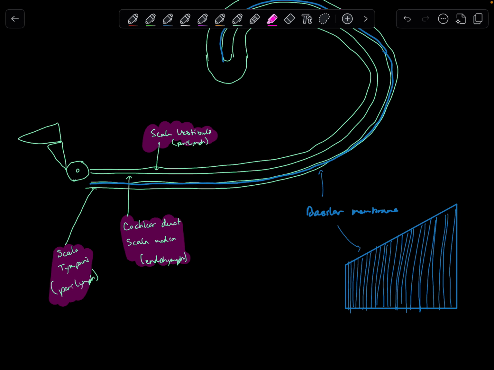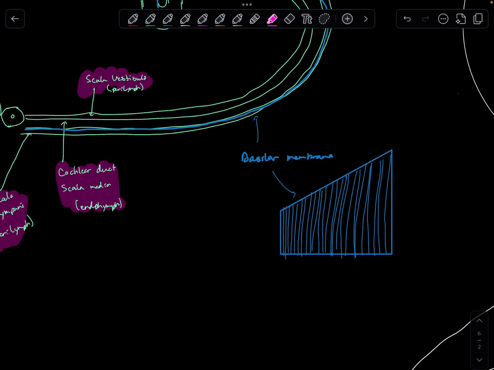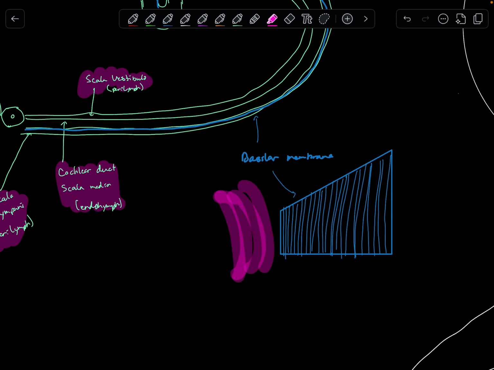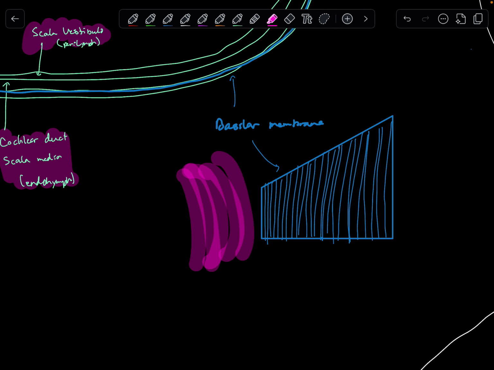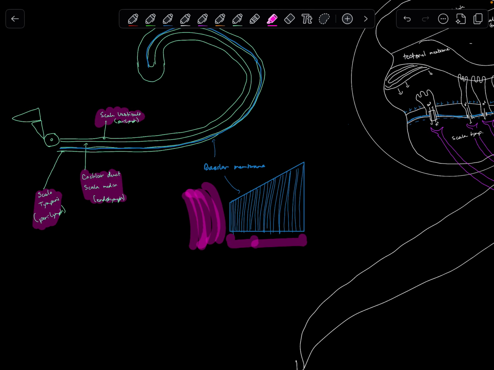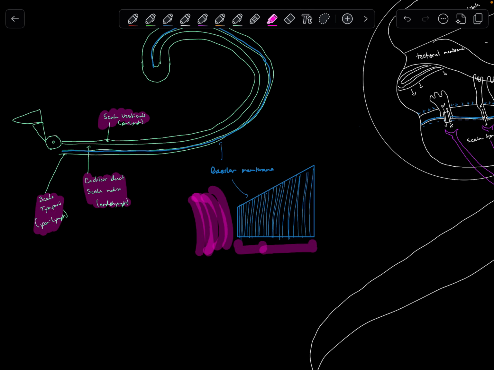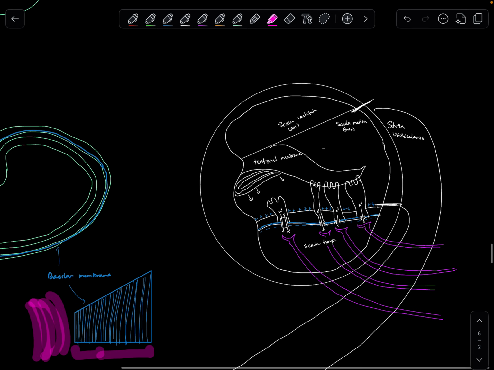In the scala tympani, there's a basilar membrane. The basilar membrane reacts to the sound waves coming through. Okay. And depending on the frequency, this section will be high frequency, this will be lower frequency. Just remember that plays a really big role in how we hear sound.